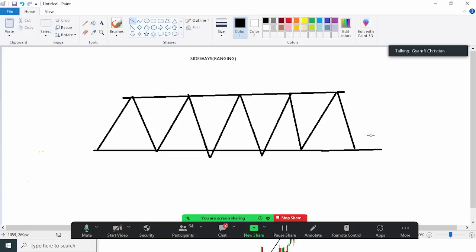And I've already explained to you what highs are and what lows are. These are our highs, these are our lows. So it's creating equal highs, and it's also creating equal lows. When it happens like this, the market has no direction. It's not going up, it's not going down. So this is what we mean by a sideways market. And then this is what mostly traders do.